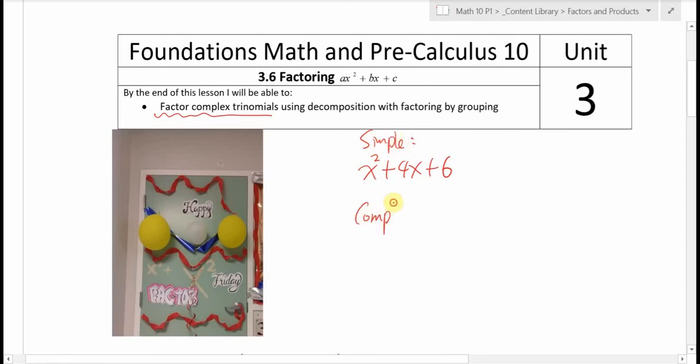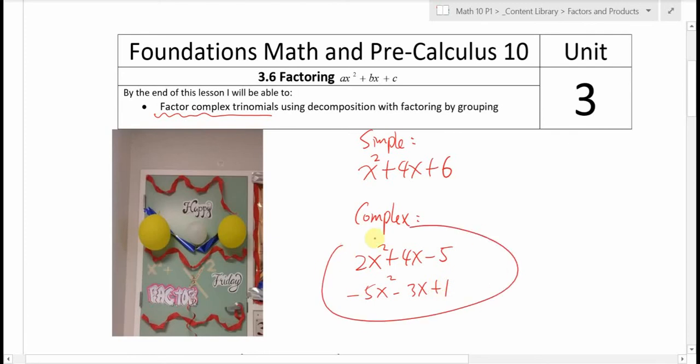Now, complex is going to be like 2x squared plus 4x minus 5, or negative 5x squared minus 3x plus 1, things like that. These are complex trinomials because the leading coefficient is not a 1. This is a 1, so that's a simple trinomial.